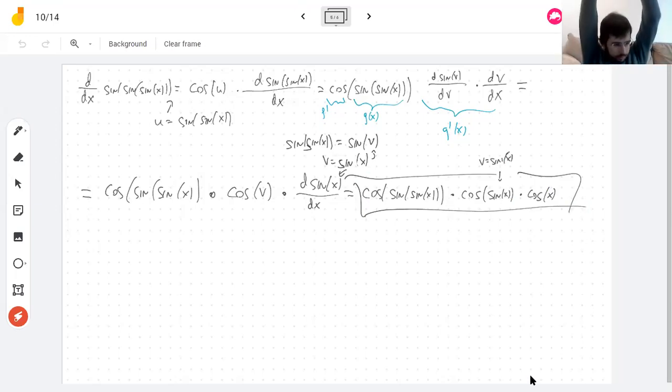Any questions? The derivative of cosine is negative sine, right? Yes. Okay. Good of you to remember, because it's very useful.